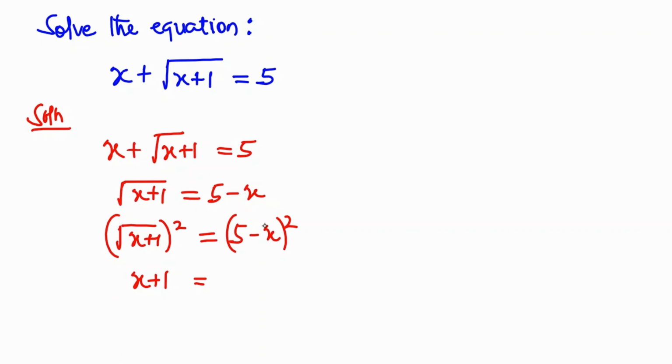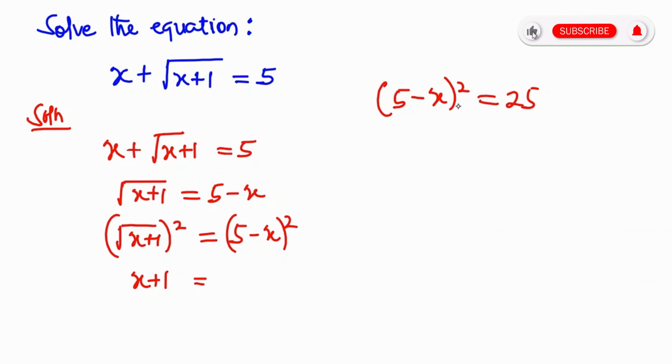Now you can expand this by using the short procedure, which says that if you have anything of this form and you want to expand, you can do it by saying we square the first number. So the first number, that is 5 squared, gives us 25, and then we multiply these two, the numbers in the bracket. So we multiply them, it gives us minus 5x. That answer, minus 5x, we multiply by 2, that gives us minus 10x.